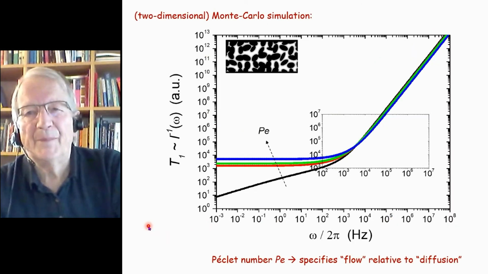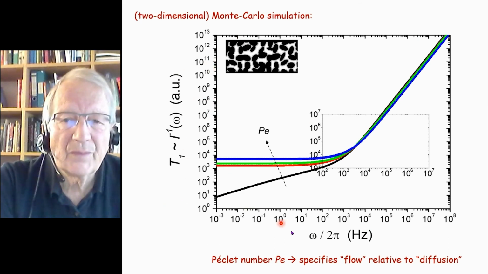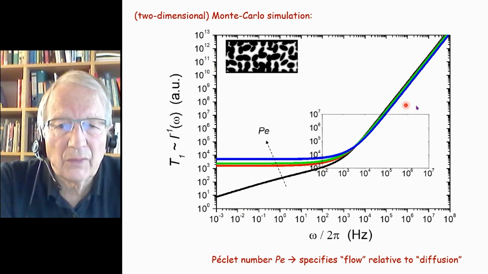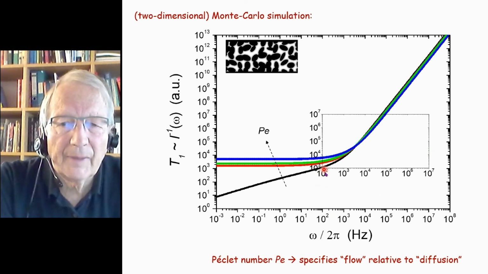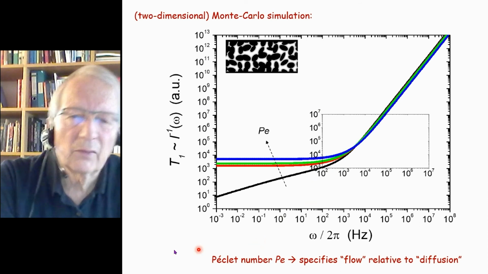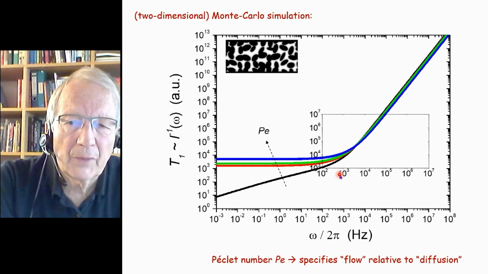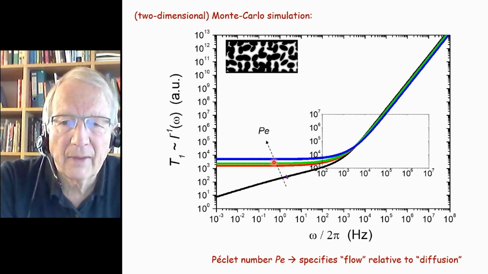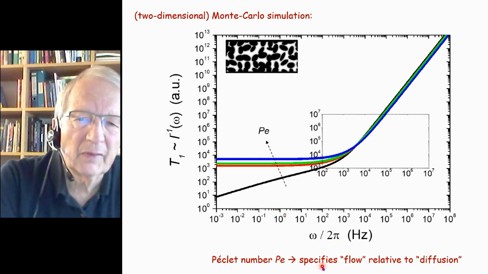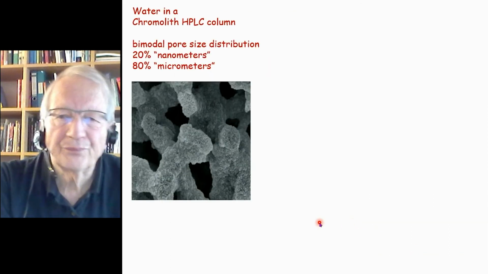One can do a Monte Carlo simulation in a model system and look at this window. This range here shows where we can expect an effect. It's only at very low frequency. There should be some effect, and so we can look at low frequencies and at high velocities. This Péclet number specifies displacements by flow relative to those by diffusion.